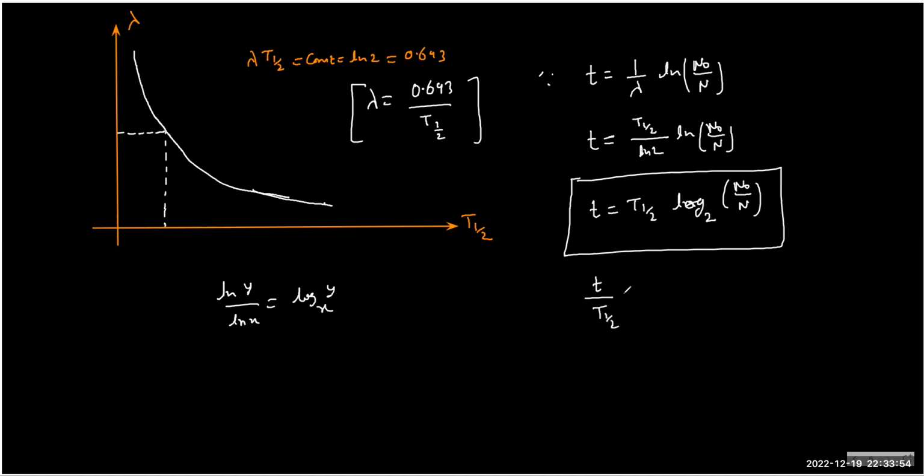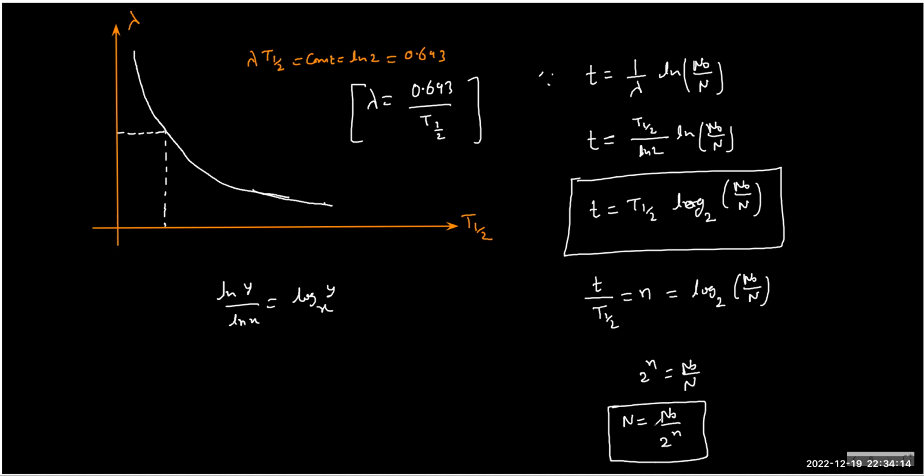So t by t half is called the number of t halves, n, and that's why you can write n equals log base 2 of N naught by N, and therefore if you take the reverse process, you get 2 power n equals N naught by N. These are all ways of manipulating, and you're always free to do this manipulation. I hope this is known to you.